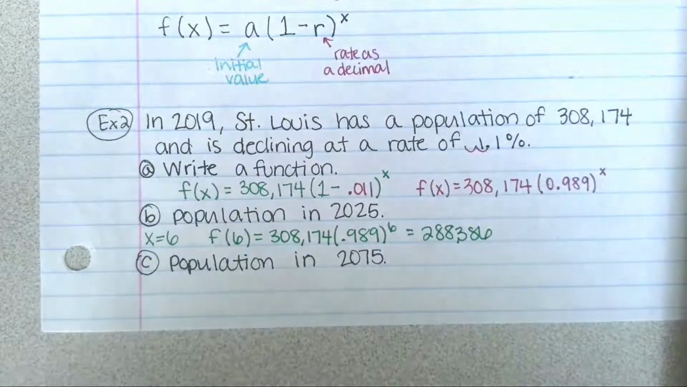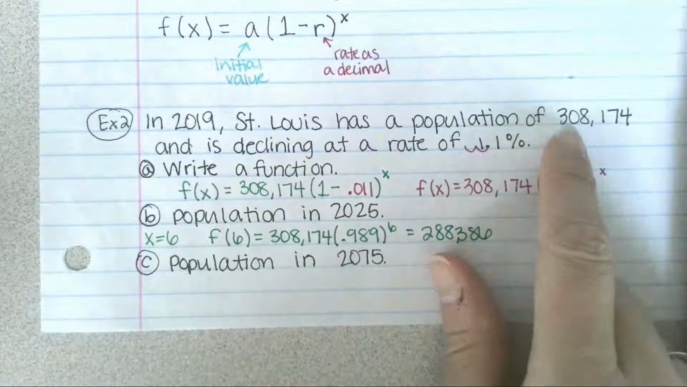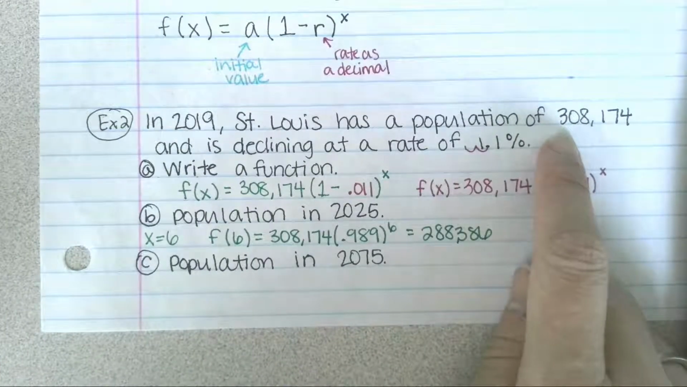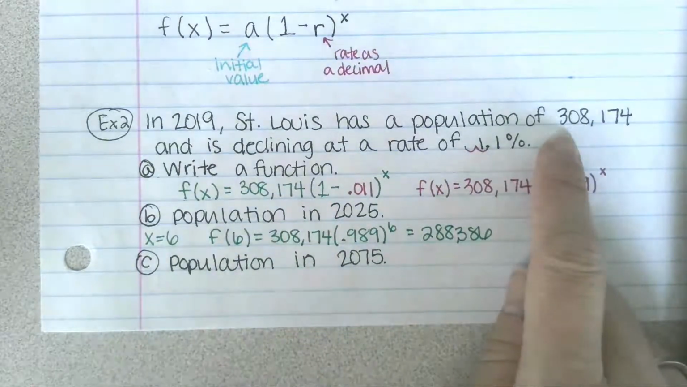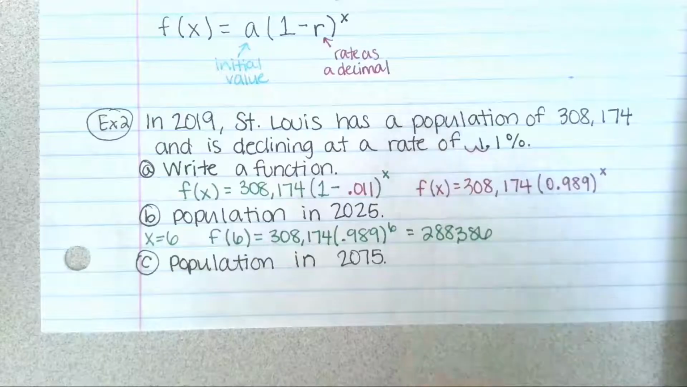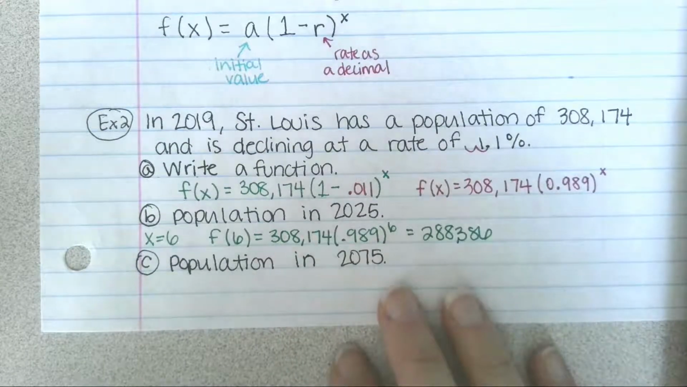It is worth noting here that these two word problems that I wrote are using actual data that I looked up. So in 2019, the population of St. Louis really was 308,174, and they are currently declining by 1.1%. So this isn't that off of an estimate based on census data.